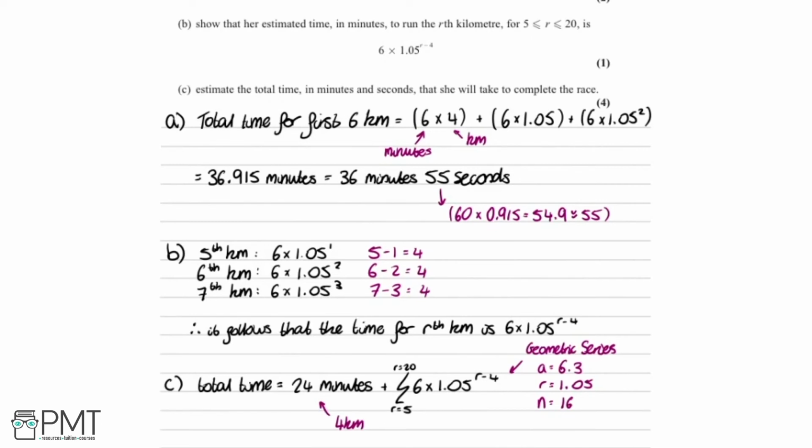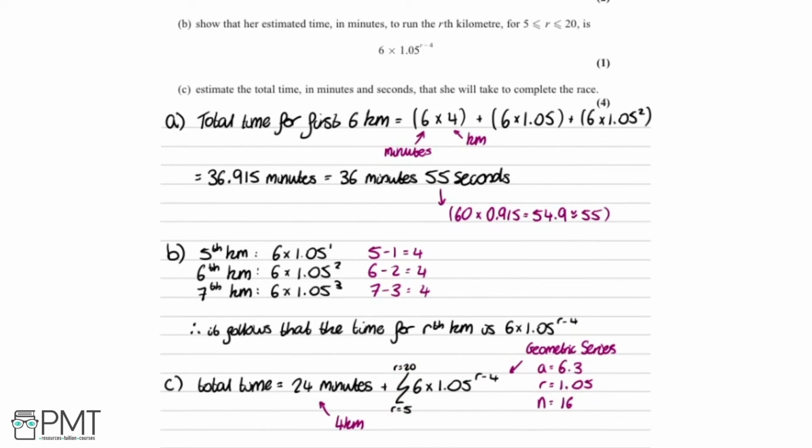And we can also say here that n is going to be 16. That's because we've got 20 kilometres in total. We've got 4 kilometres here. So this is evaluating 16 kilometres. And this is basically how many terms there are. So for each kilometre, we've got a new term. So that means n is 16.